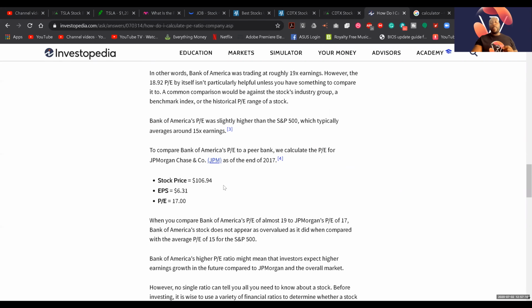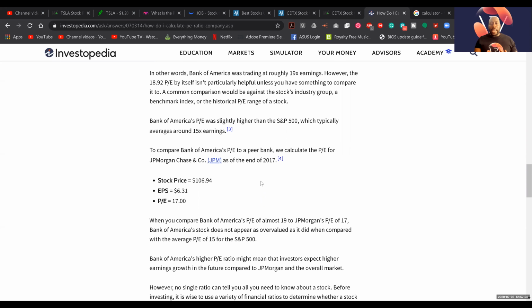It says to compare Bank of America's PE to a peer bank, we calculate the PE for JP Morgan Chase at the end of 2017, so in the same year. The stock price is $106.94, EPS is $6.31. We know that EPS, earnings per share, is also a good indicator of how much a company can pay out in dividends, and it also shows you if that company is profitable.